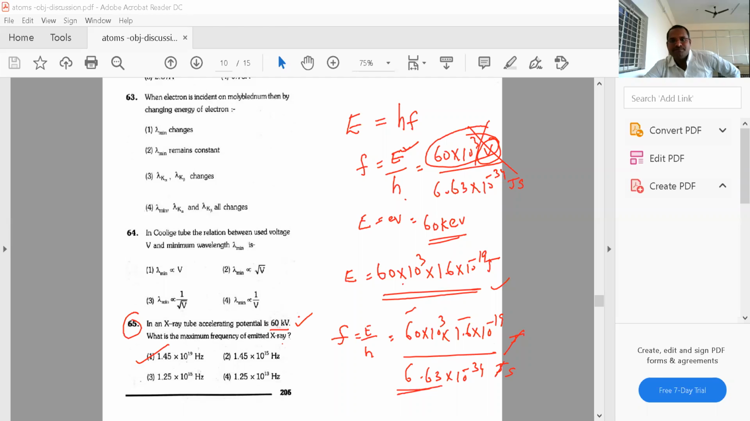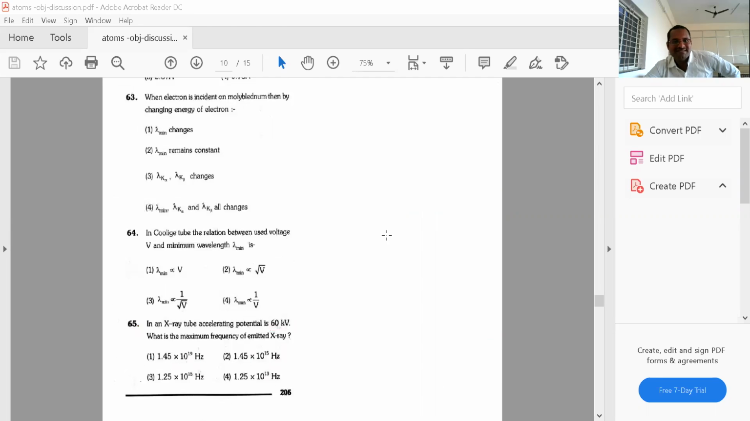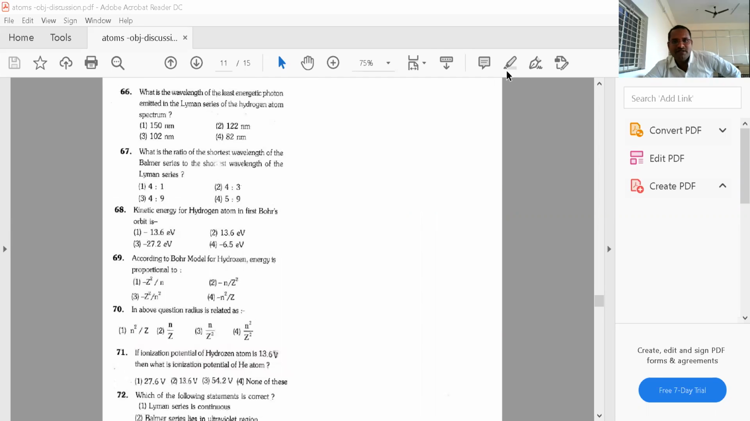65 is over. Next, question number 66. Here is your question: what is the wavelength of the least energetic photon emitted in the Lyman series of hydrogen atom? See, what is the Lyman series? When an electron jumps from any one of the higher energy levels to n is equal to 1, then the spectral radiation emitted lies in the Lyman series.